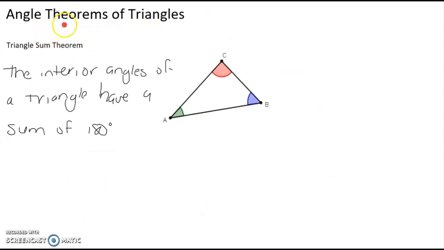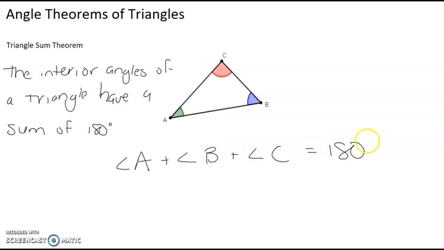Okay, so for this, we are talking about the angle theorems of triangles. The triangle sum theorem is the interior angles of a triangle have a sum of 180 degrees. So what that means is that angle A plus angle B plus angle C equal 180 degrees. So we write it like this: angle A plus angle B plus angle C equals 180 degrees.